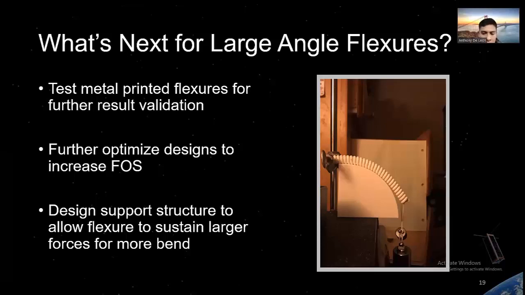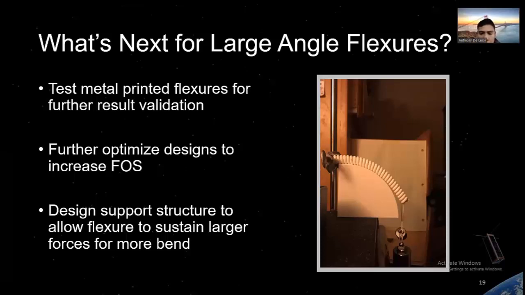Furthermore, as you can see on the right hand side of the slide, we want to design a support structure that will allow our flexure to sustain larger forces and essentially bend the total amount of degrees that we want. We want our flexure to bend in a particular way, and by adding a support structure, we not only accomplish that by allowing the flexure to bend in the way that we wanted, but we also reduce the stress.